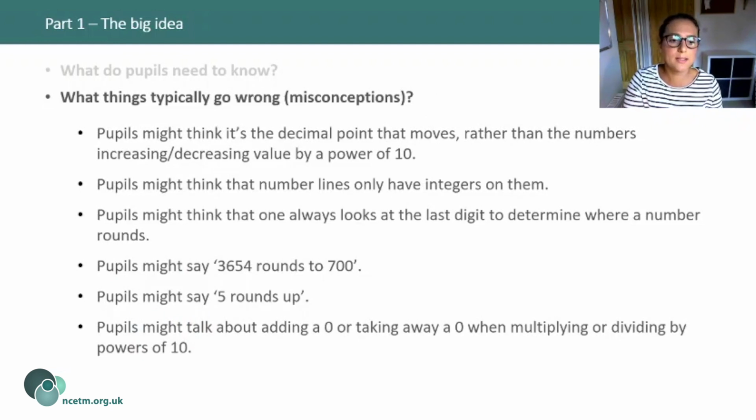Pupils might say things like 3,654 rounds to 700. Pupils might say 5 rounds up and have an algorithm that they remember, 1, 2, 3, 4 to the floor, 5 to the sky, that kind of thing, trying to move away from those tricks and use language that supports understanding instead. Pupils might talk about adding or taking away a 0 when they're actually multiplying or dividing by a power of 10.